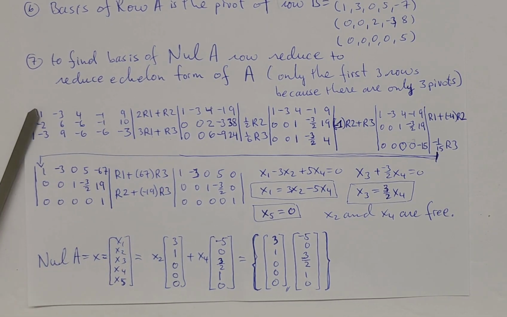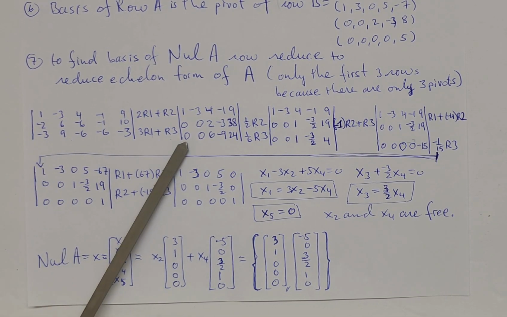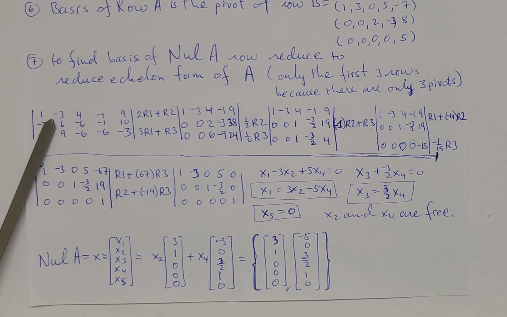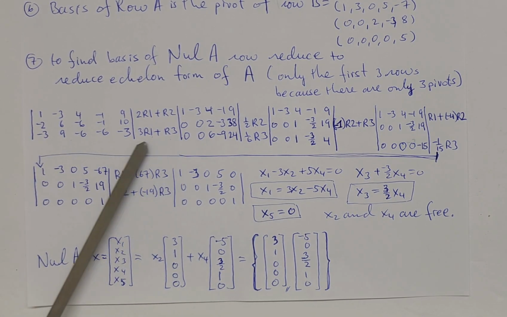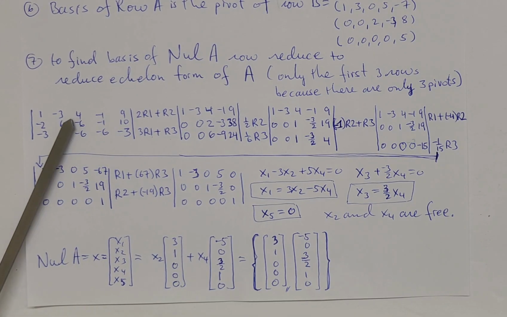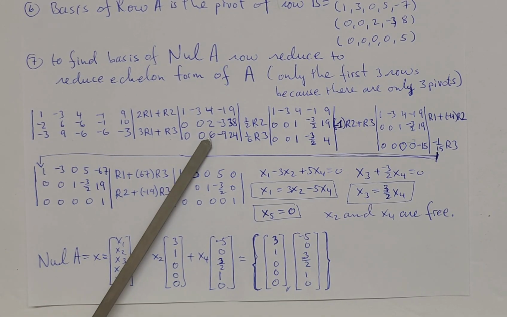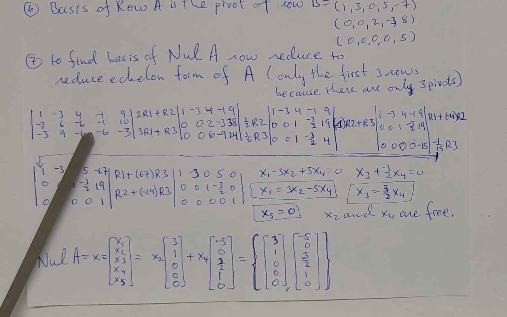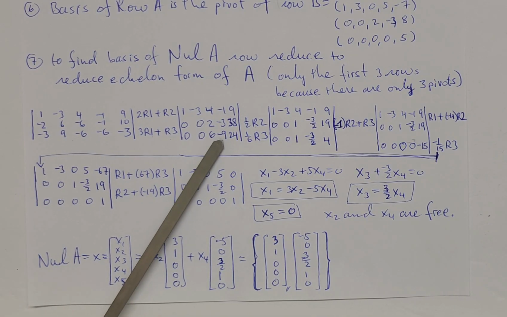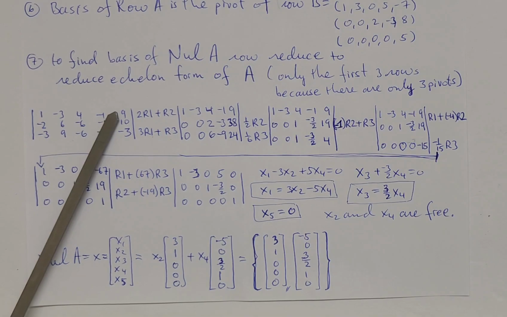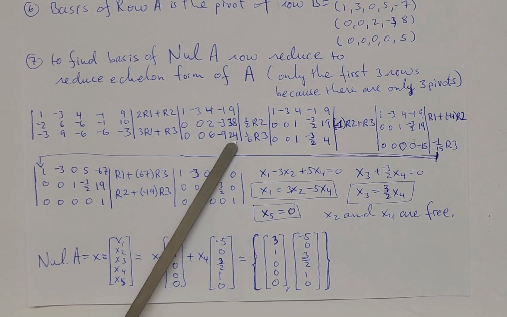Next, 3 times 1 is 3, subtract 3 gives me this 0. 3 times negative 3 is negative 9, and negative 9 plus 9 gives me this 0. 3 times 4 is 12, subtract 6 gives me this 6. 3 times negative 1 is negative 3, plus negative 6 gives me negative 9. 3 times 9 is 27, subtract 3 gives me this 24.